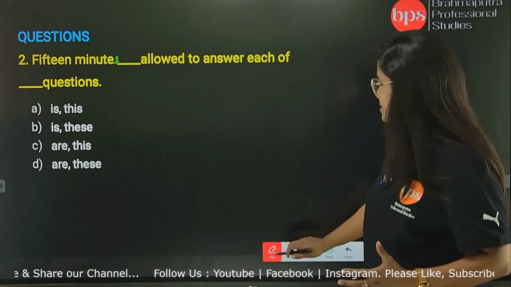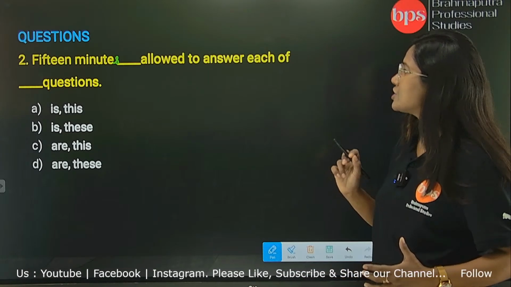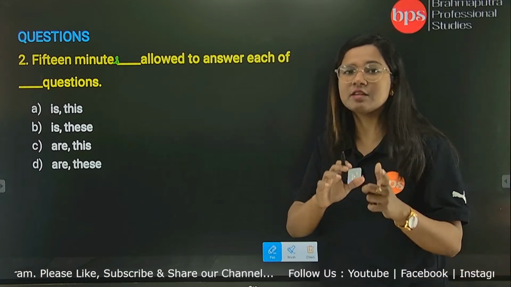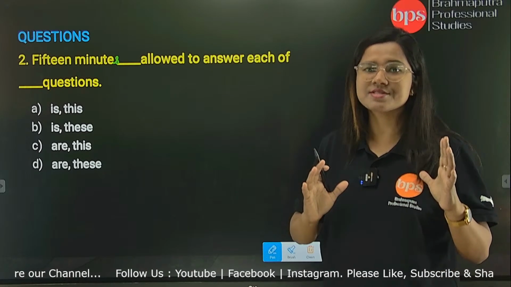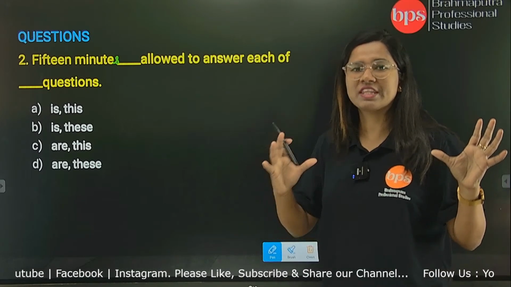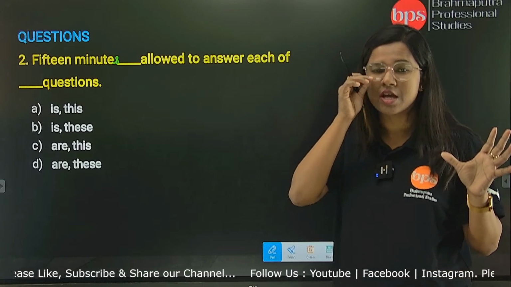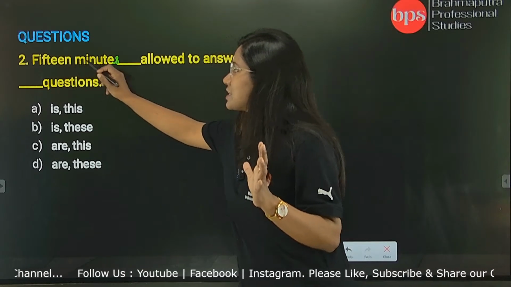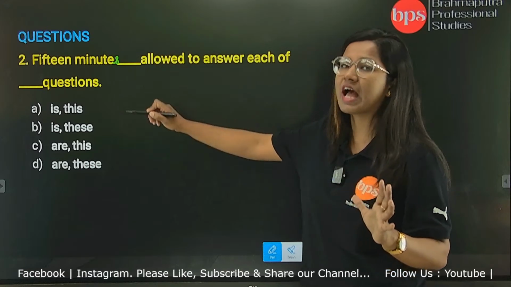So, read the sentence in this way. 15 minutes dash allowed to answer each of dash questions. So, here what is 15 minutes? When we say 6 miles, or we can say 2,000 rupees, this kind of denomination or idea which the sentence is trying to give us is that 15 minutes is itself a singular form, but it is giving the idea of 15.